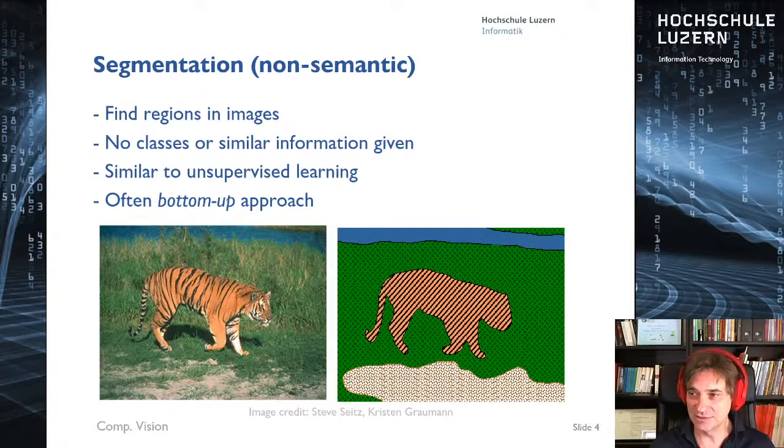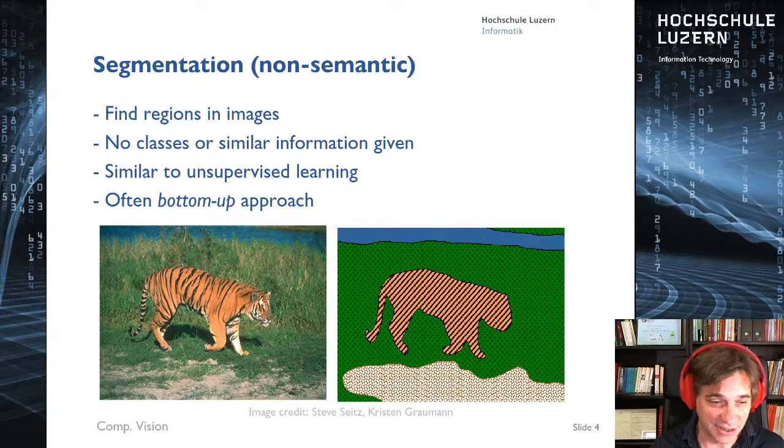So it is a bit similar to an unsupervised learning approach, as you do not have any labeled data from the beginning. In these examples, you have the tiger that you might want to segment, and then you have maybe some water in the background and some grass, and those could be the different regions that you would like to identify. And of course, if you had that, it could help you later to better identify the actual objects.